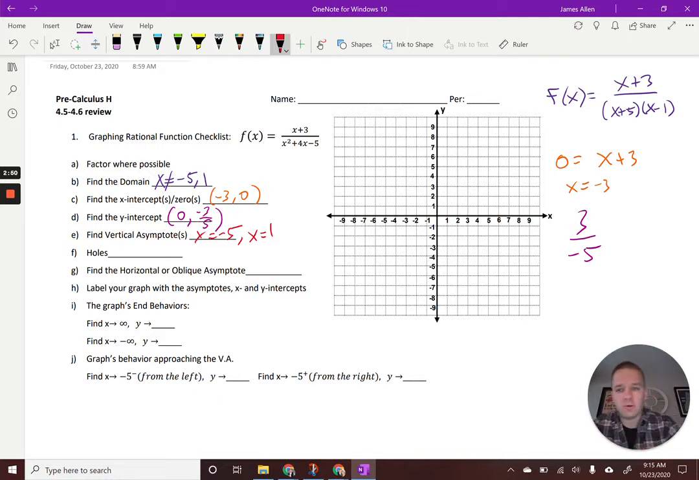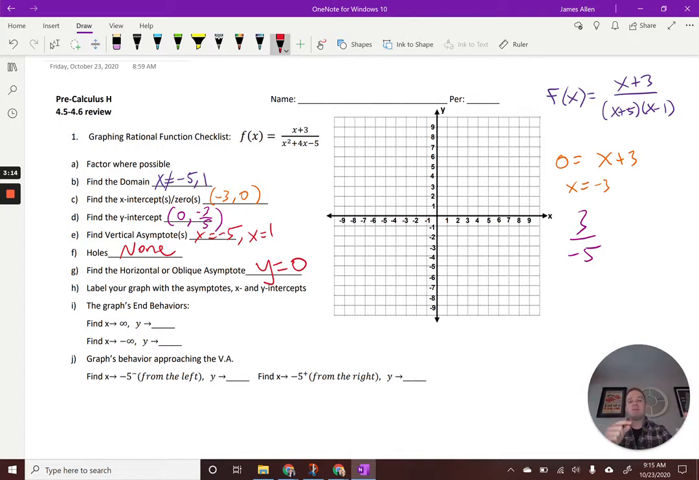All right. Holes, none. Nothing canceled, no holes. Horizontal or oblique asymptote. Well, I have a degree that is smaller in the numerator than the denominator, so it's going to be y equals 0. No side work, so I'm going to keep the same color. And then let's go ahead and start graphing this, and then we'll deal with the end behaviors and all that.